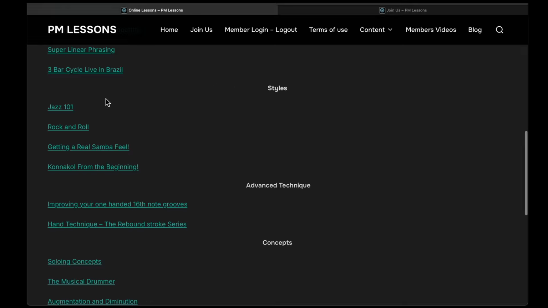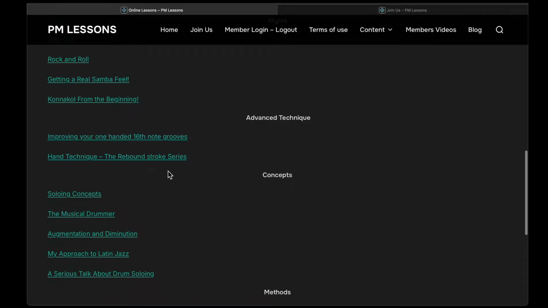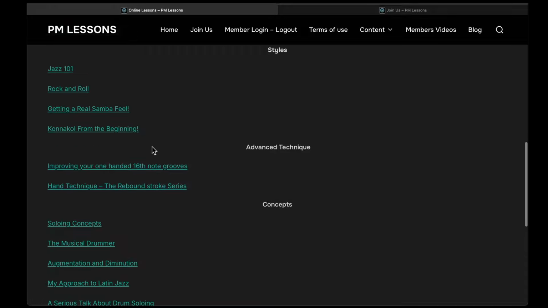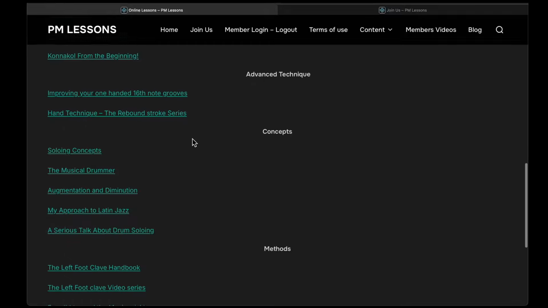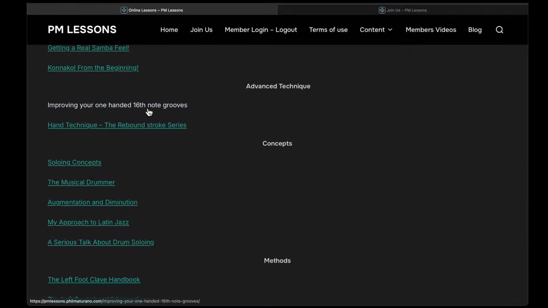Here is the styles section. Jazz 101, rock and roll, getting a real samba feel, conical from the beginning. Okay, all these are really deep and, well, pretty involved systems.